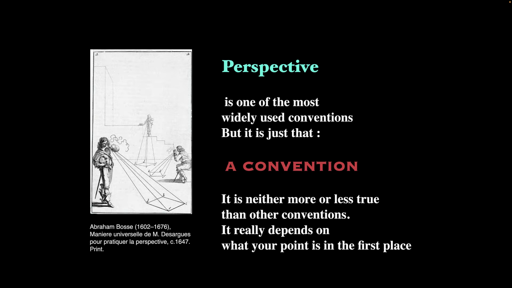I thought we'd look at some conventions of representation, not just icons and symbols, but also look at how those icons and symbols are created and communicated in a two-dimensional picture plane. Two-dimensional perspective is one of the most widely used conventions, but it's just that, it's a convention. It doesn't have any relationship to whether or not something is true or not, right? Or more accurate or not.